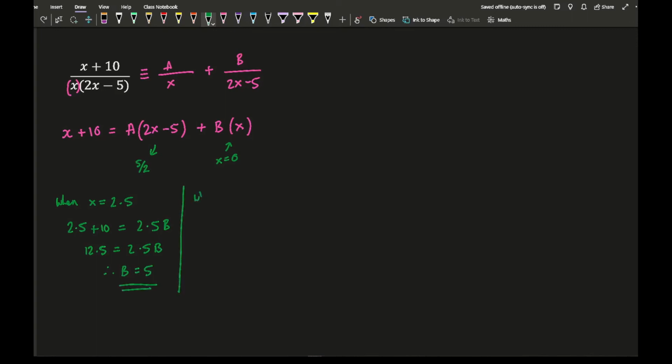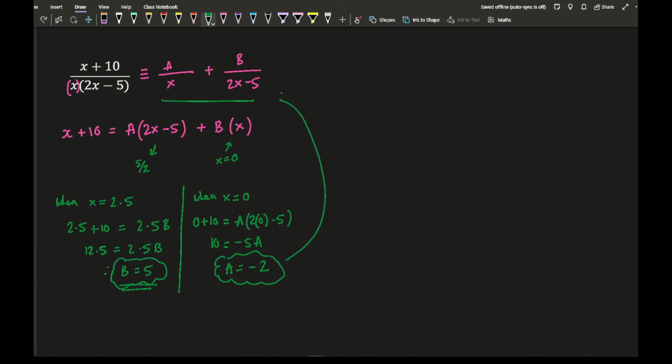Then when x equals 0, I end up with 0 plus 10 equals, now the b is going to disappear, so I've got a lots of 2 times 0, take away 5, so I'm left with 10 equals minus 5a, so a equals minus 2. There is my second value. So now I've got my two values, all I've got to do is substitute them back into this. My final answer can be written in one of two ways.